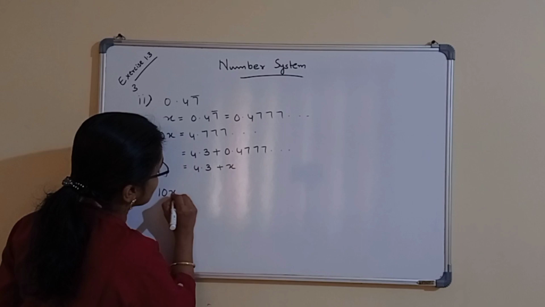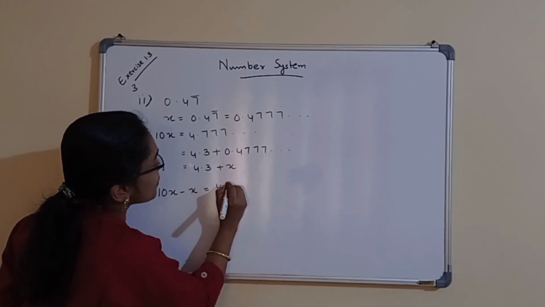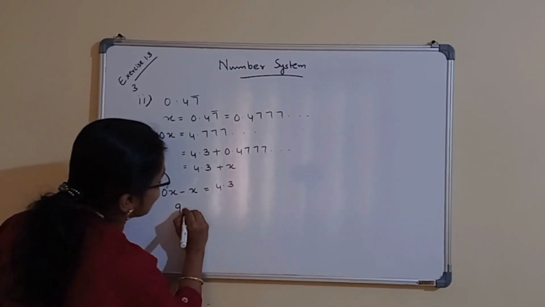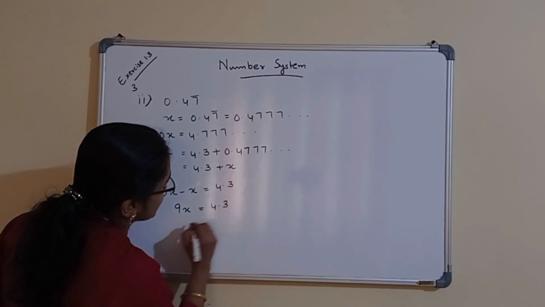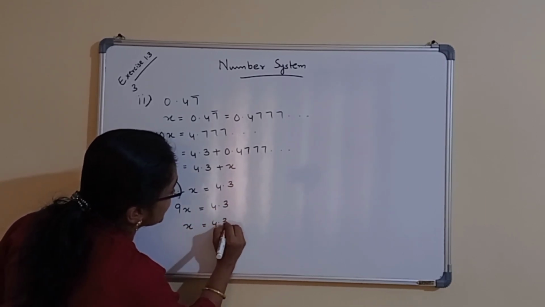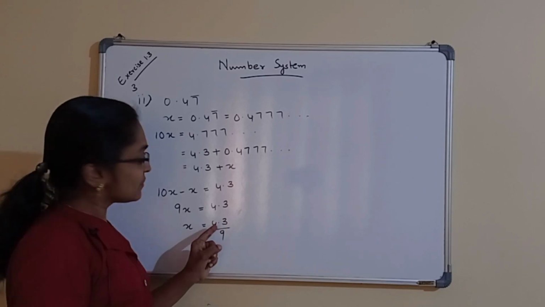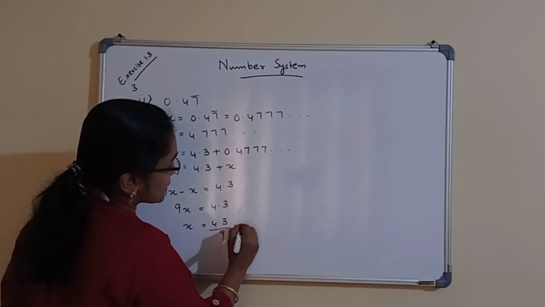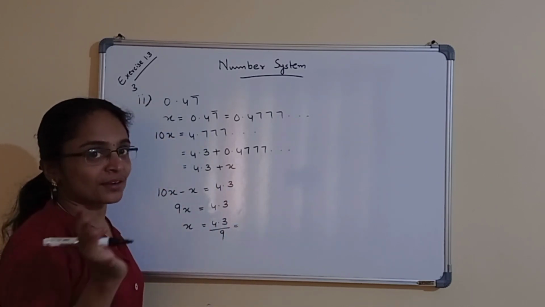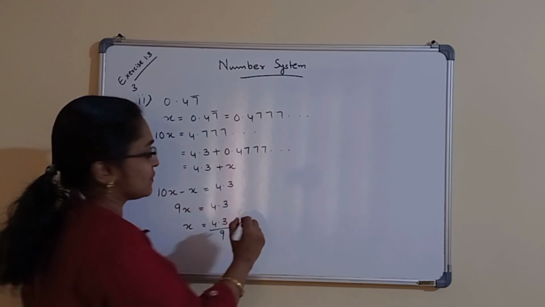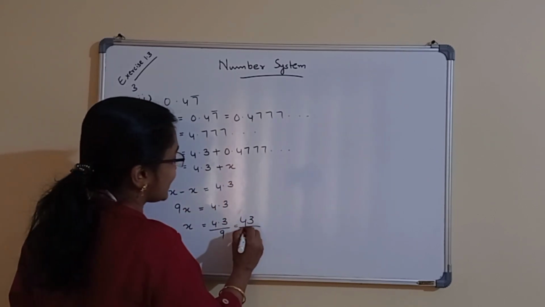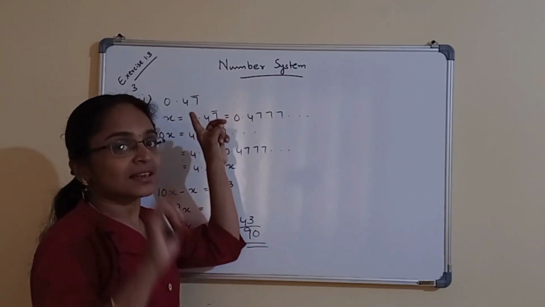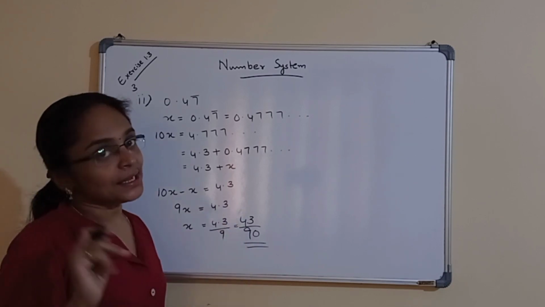We will get 10x minus x is equal to 4.3. What is 10x minus x? It is 9x. 9x is equal to 4.3. So x is equal to 4.3 by 9. Now to convert this to a number without decimal, we have to multiply this by 10. So if we multiply the numerator by 10, we have to multiply the denominator also by 10. So we will get 43 by 90. So 0.47 with 7 repeating is 43 by 90.